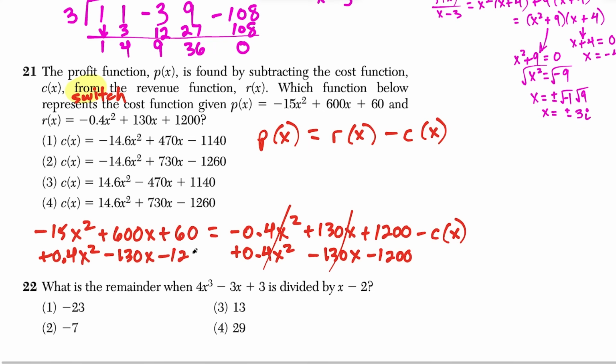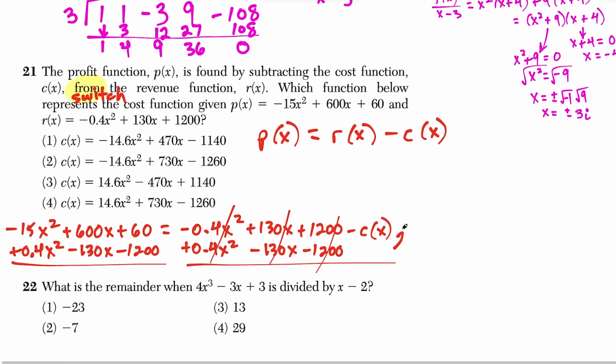Okay, so we have this. And then all we're going to have to do from here is just combine the like terms. So I'll just write this result over here. Right now, be careful, we have minus c of x equals. So we have minus c of x equals, and we have negative 15 plus 0.4. That's going to give us negative 14.6. So we have negative 14.6x squared. And then we have 600 minus 130, which is going to give us 470. So we have plus 470x. And then last, we have 60 minus 1200, and that's going to give us minus 1140.